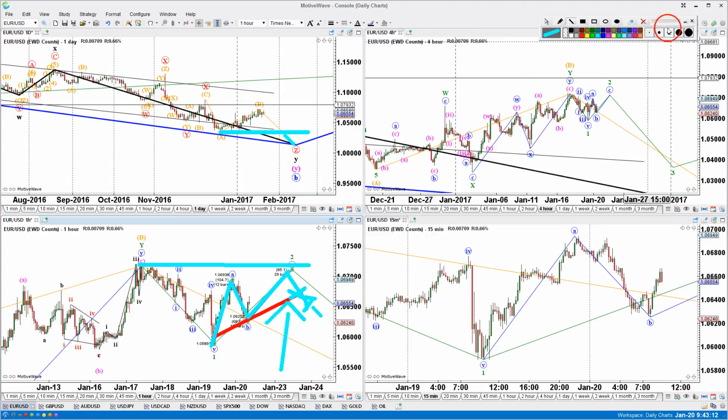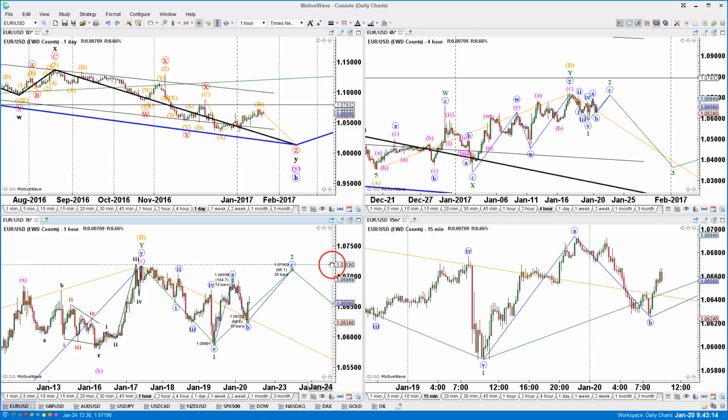So that will be the plan for the euro. That's our strategy for the upcoming week. And if the price is able to make a new high, it's not going to trigger a trade. So we will just move the B wave to the right and start the validation process again.